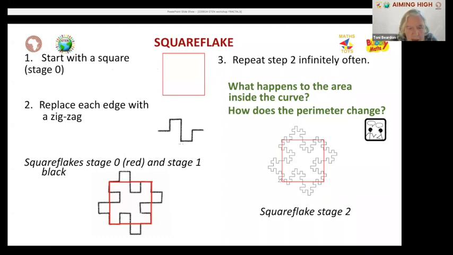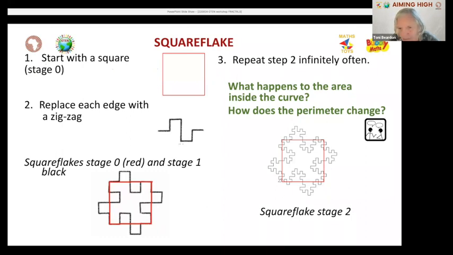Eight little pieces are in that zigzag curve, each of which is a quarter of the original length, or the one at the stage before. Pam is saying the area is the same because the bit that's been removed comes back inside the square each time, or would fit back inside the square each time. And that's a little harder to visualize in stage two, but if you look at it carefully, you can see the same reasoning that Pam's mentioned.